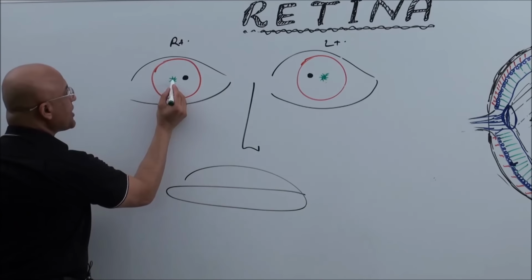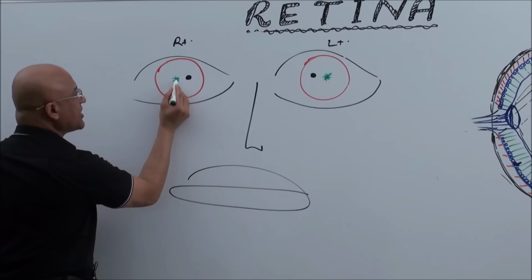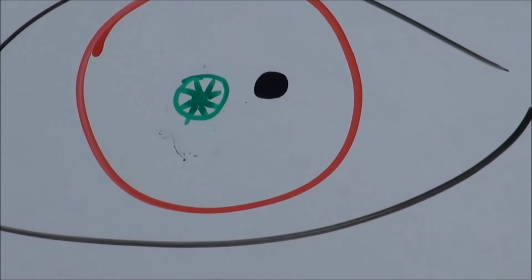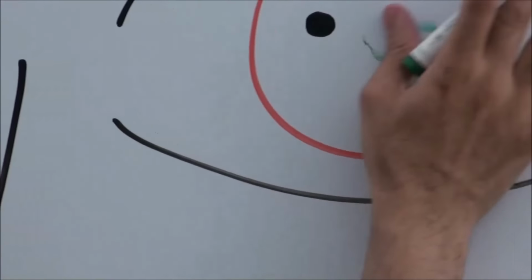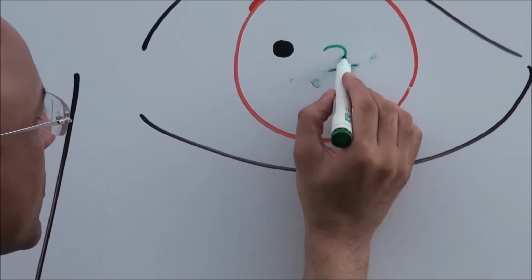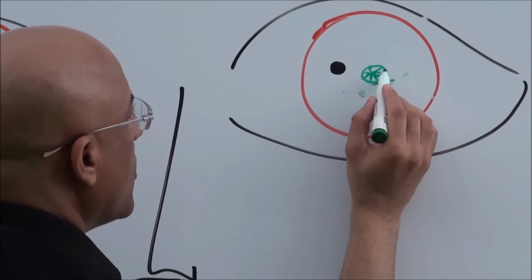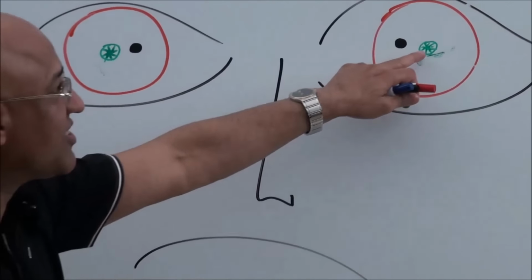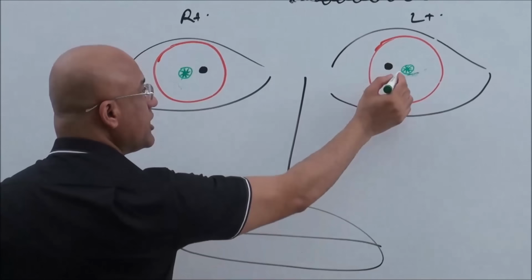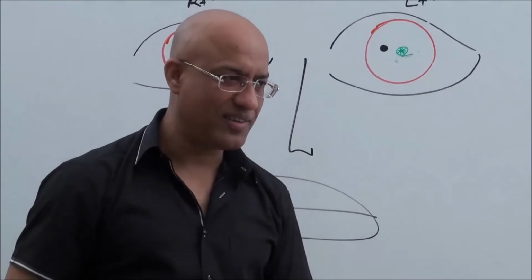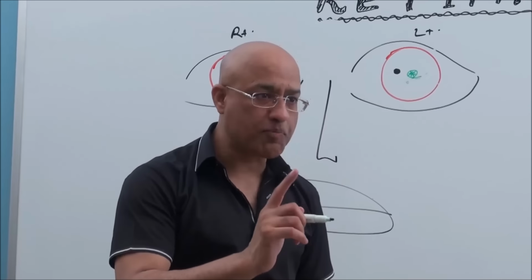The center of the macula lutea is a slightly depressed area. Let's suppose the macula lutea is here. This is the center of the macula lutea. Now, this yellow area, which is the center, is a slightly depressed area. This is the area for sharpest vision.